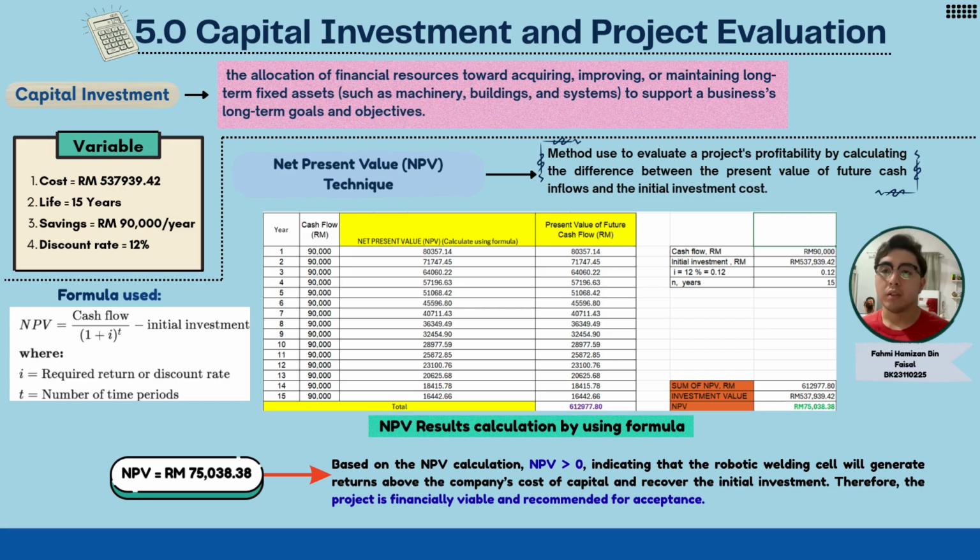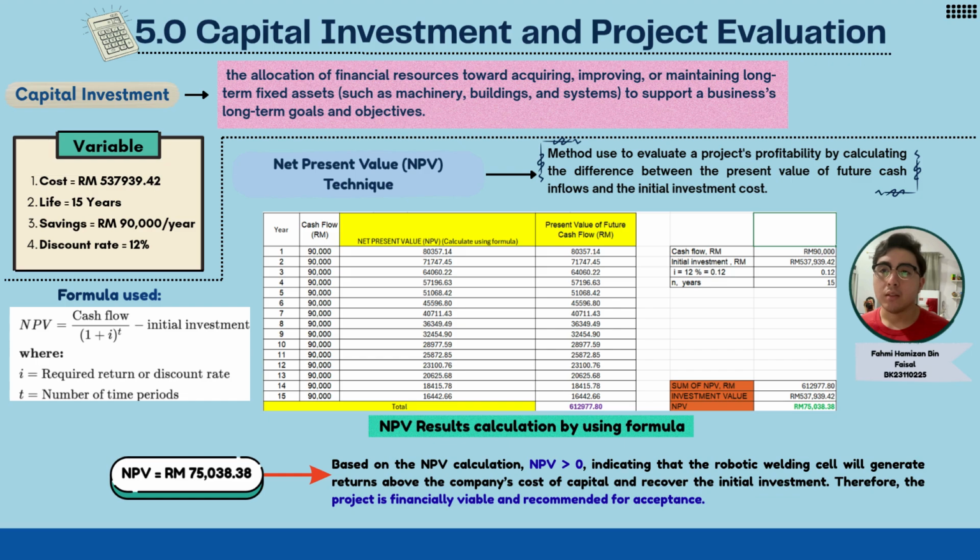Hello and good morning everyone. I am Fahmi Hamizan and today I will be presenting on capital investment and project evaluation. For this project, we are analyzing a capital investment of RM537,939.42 for a robotic welding cell, which has an expected operational life of 15 years. This system is projected to generate annual savings of 90,000, evaluated against a discount rate of 12%.